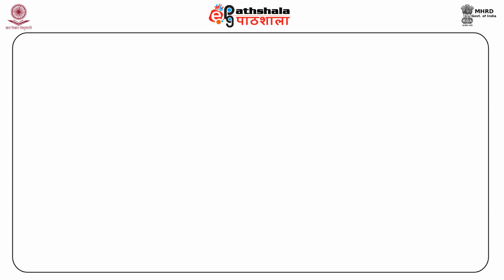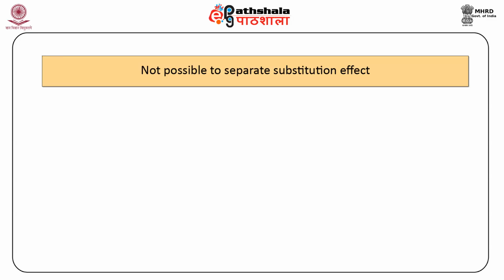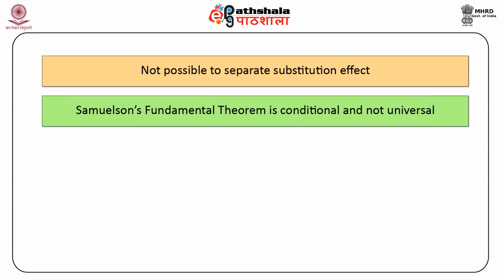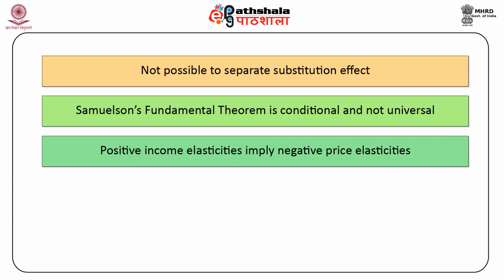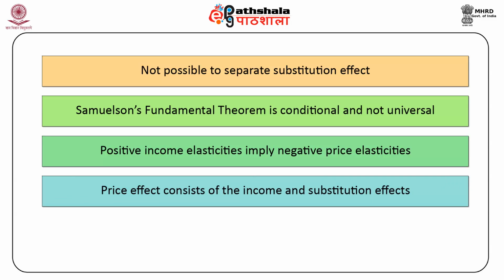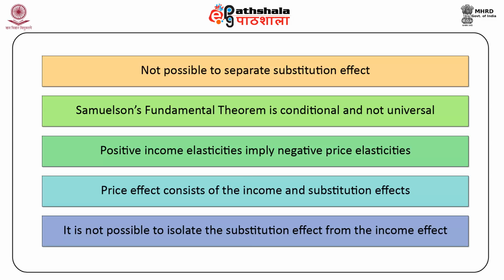Let us now discuss the limitations of revealed preference theory. First, it is not possible to separate the substitution effect. Samuelson's fundamental theorem is conditional and not universal. It is based on the postulate that positive income elasticities imply negative price elasticities. Since the price effect consists of the income and substitution effects, it is not possible to isolate the substitution effect from the income effect on the level of observation.